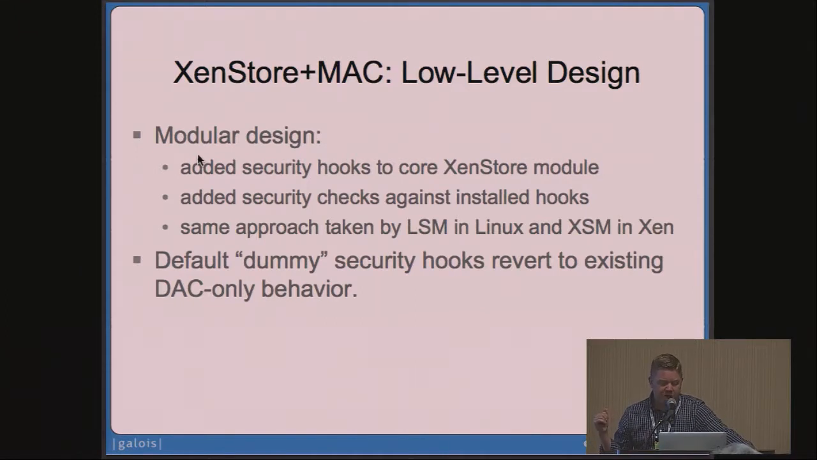So going down a level in the design, we've taken the typical approach when adding MAC to a system, and that is we've made it modular. So we've added a security module interface to XenStore. And this module, you can think of it as a structure with a bunch of function pointers in it. That's how it works in Linux with LSM and Xen with XSM, where there's a function for every sort of access you would do, like read, write, create. And those return allow or deny, basically. And so by default, you're using a set of dummy hooks that just allow everything. And so when you're using the dummy hooks, you just have the status quo where you use Xen's built-in access control. It's discretionary access control.